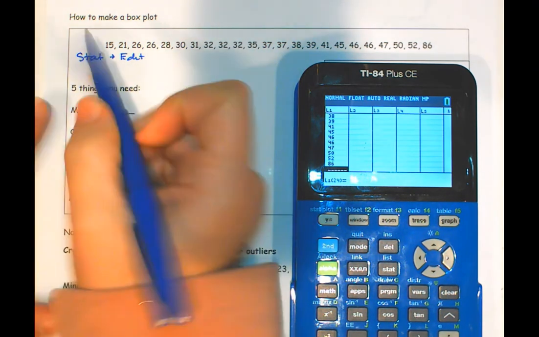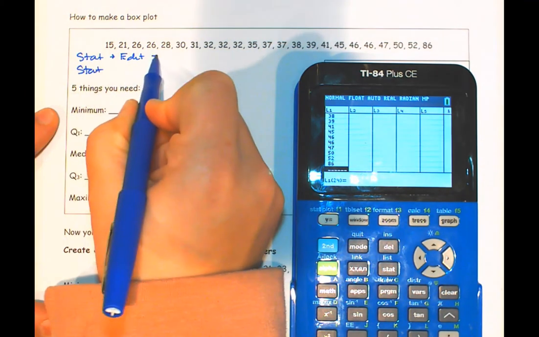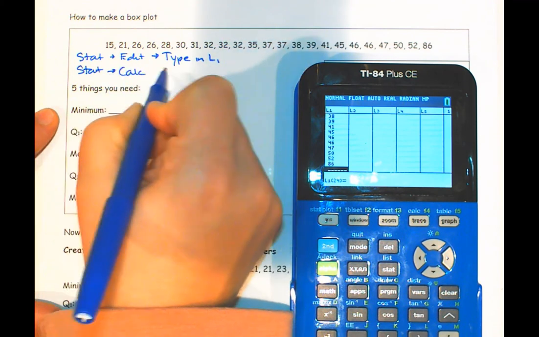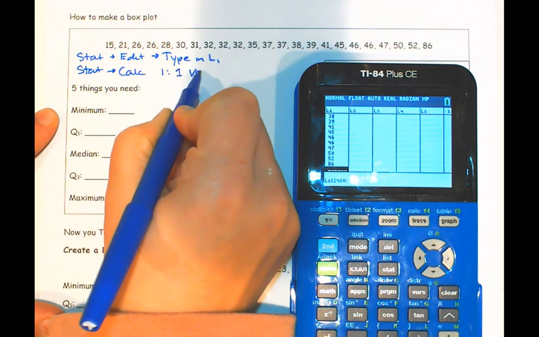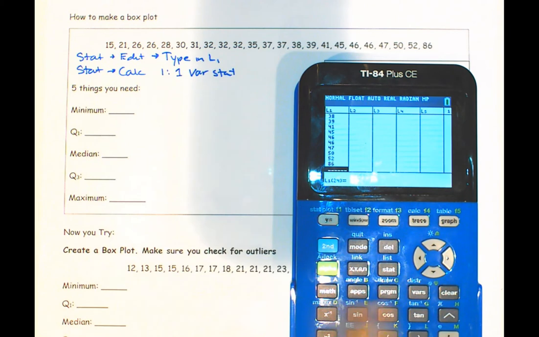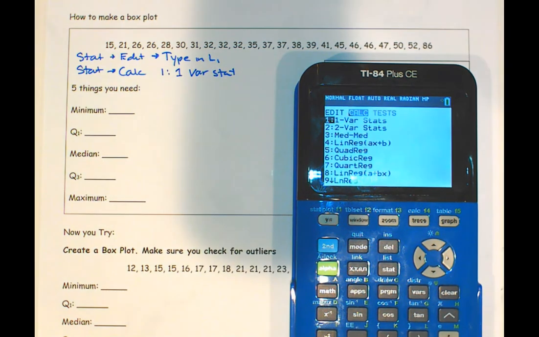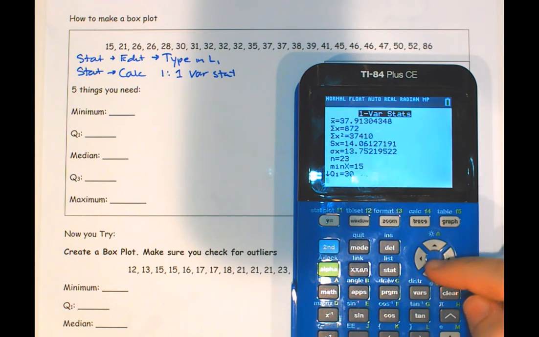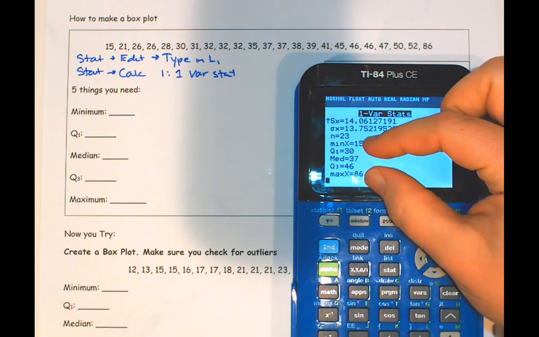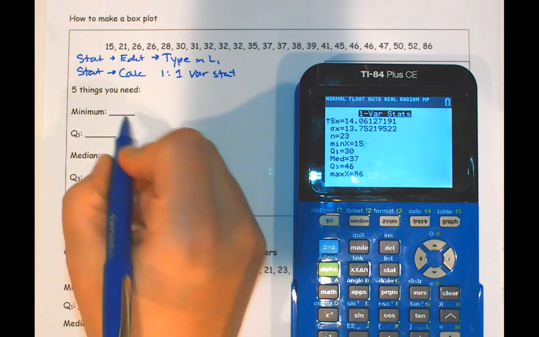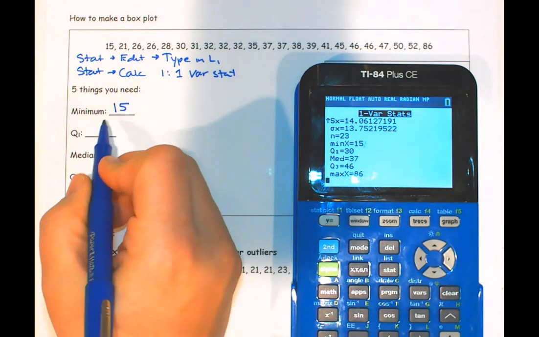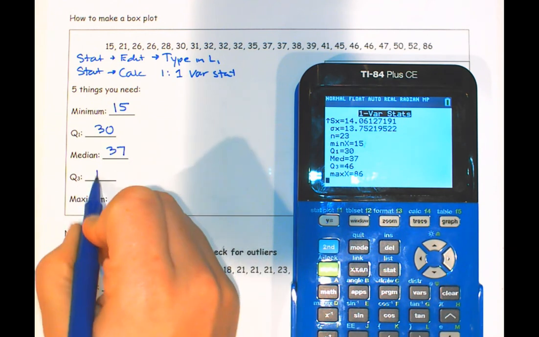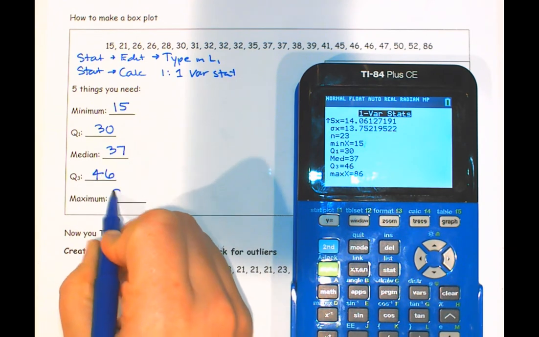So then if I hit stat, go over to calc, and then pick 1, which is our 1 var stats. So stat, go over to calc, 1 var stats. It's all in list 1. If I scroll down, it tells me those 5 things that I need. So my minimum is 15. My Q1 is 30. My median was 37. My Q3 is 46. And my maximum is 86.